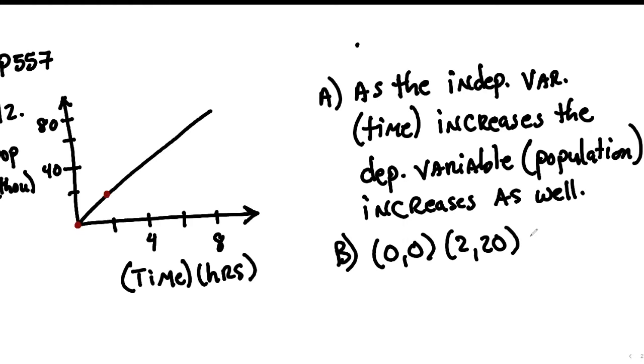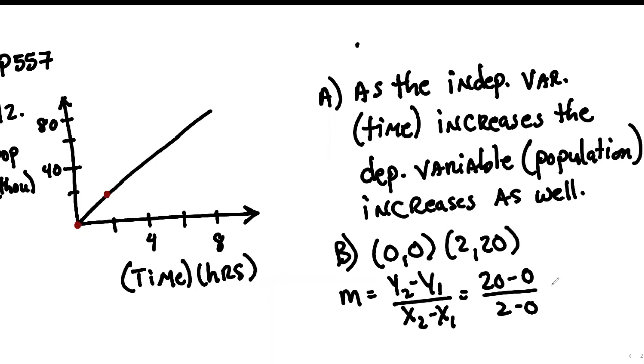That's going to be the second point that I'm going to be utilizing. So we already have stated M is equal to Y2 minus Y1 over X2 minus X1. So again, remember, the second set of points are the sub 2s. The first set of points are the sub 1s. So we end up with 20 minus 0 over 2 minus 0, which gives me 20 over 2, which gives me the value of 10.